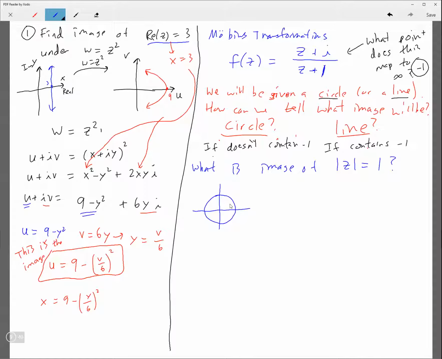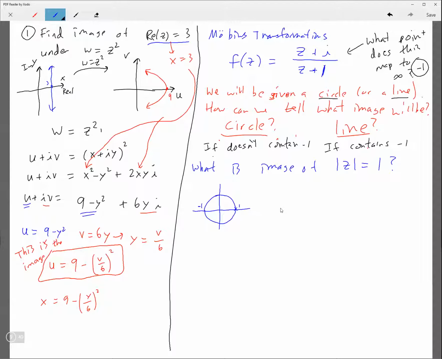Does this circle go through negative one? Does this circle contain negative one? Yes, negative one's right there. It's in the circle. That means the image will be... will it be a circle or a line? Line. Well, it contains negative one, so it's going to be a line. Okay, so you know already that the image is going to be a line.